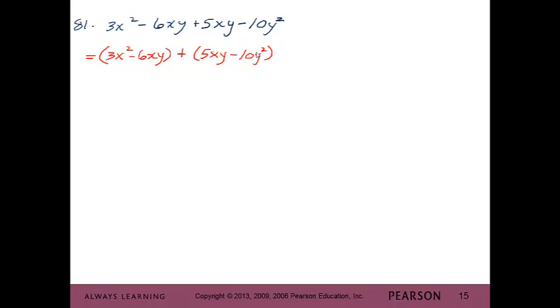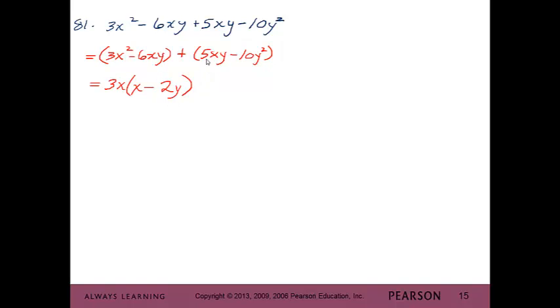And then we're going to get the GCF from each group. So for the first one, the number that will divide 3 and 6 would be 3. And then the smallest exponent would be x. So I have 3x, and I open up parentheses. 3x squared divided by 3x will just leave me with x. Minus 6 divided by 3, well, that is 2. The x's divide each other out, but the y stays.